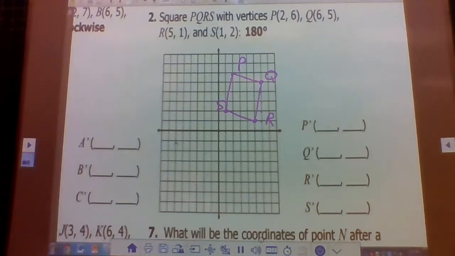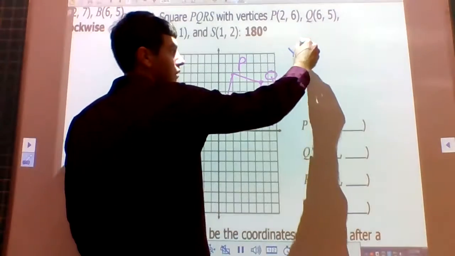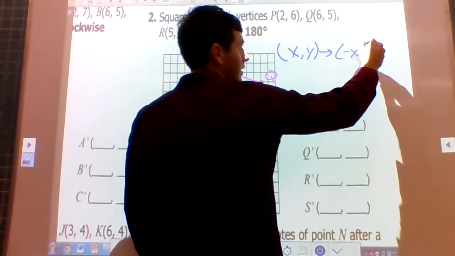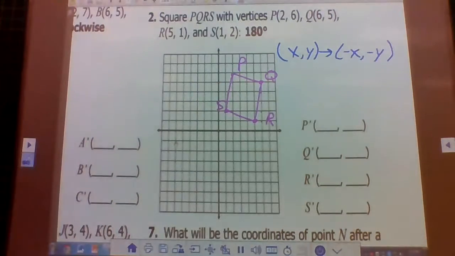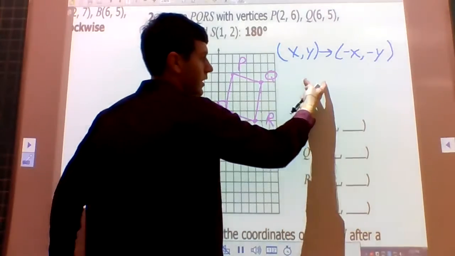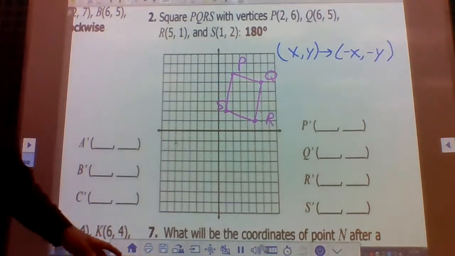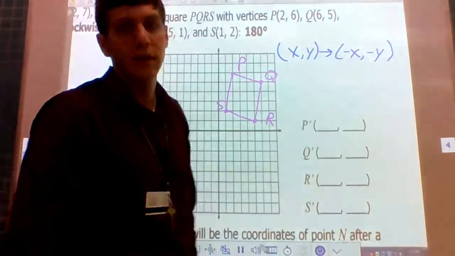We want to rotate this 180 degrees, so all we do is use our rule for rotating 180 degrees, which is x, y goes to negative x, negative y. So it's like 2 90-degree turns. So when we go 90, the coordinates flip to y, x, and then when we go 90 again, they switch back to x, y. But in this case, you're going to be on the opposite side, so you're going to have the opposite signs for both the x and the y.